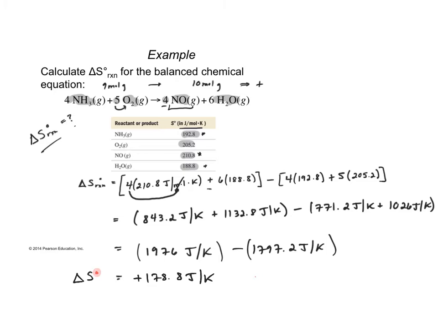It's 1 atmosphere, right? This is telling you that the standard molar entropy change for this reaction, when we have 1 atmosphere of NH3, 1 atmosphere of oxygen, 1 atmosphere of NO, and 1 atmosphere of water, is going to be this value that we have just calculated. Okay, so again, that's what that little naught is telling you. Everything is under standard state.